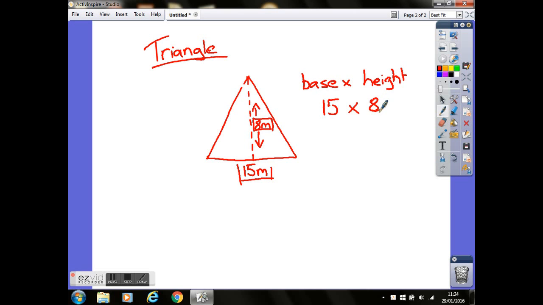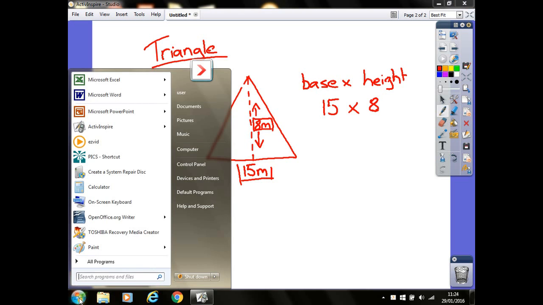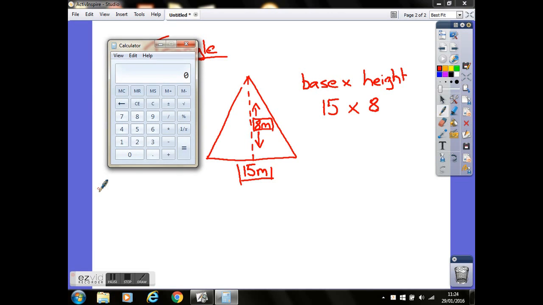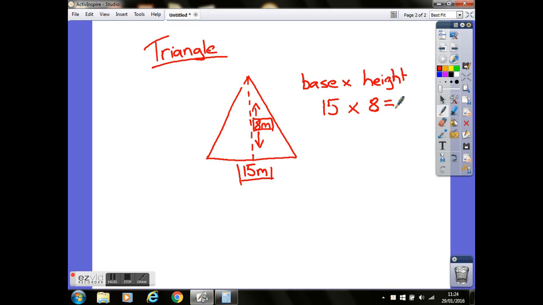Now, if you're looking at this calculation thinking, well, I can't do that in my head, don't worry. With all functional skills tests, you're allowed a calculator, so feel free to use one. So that comes to 120.